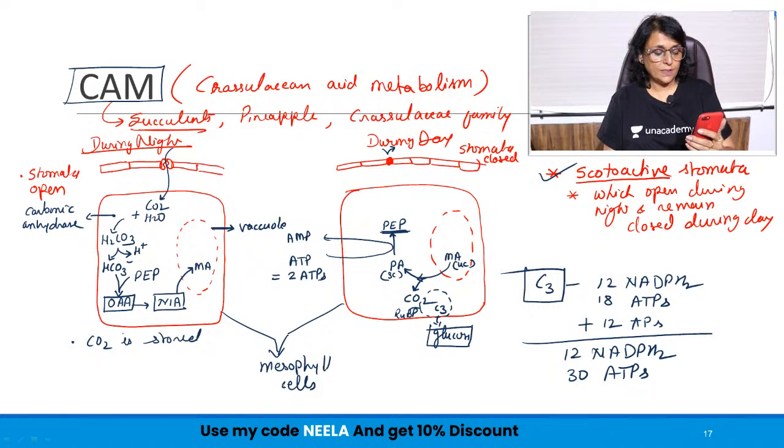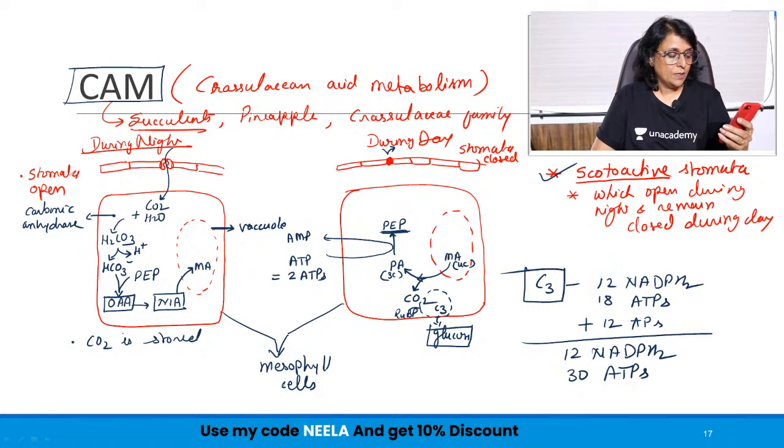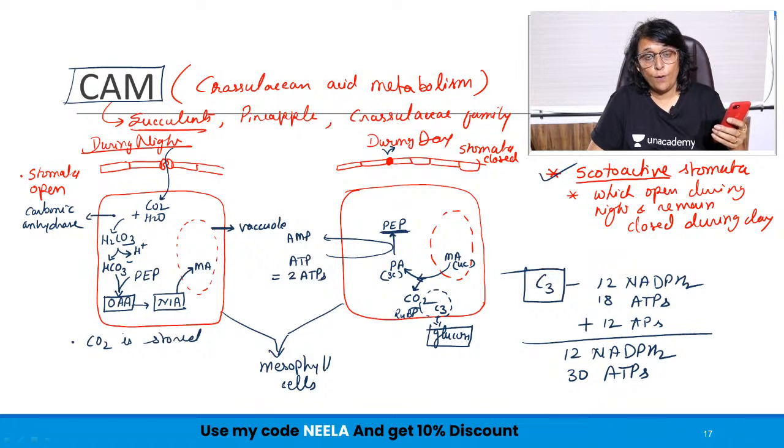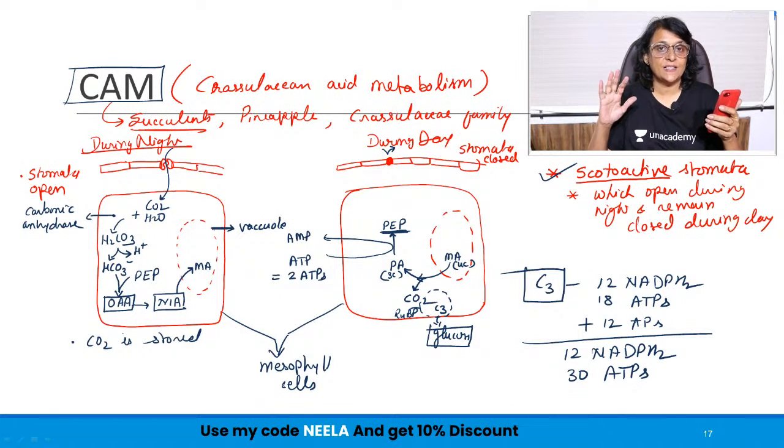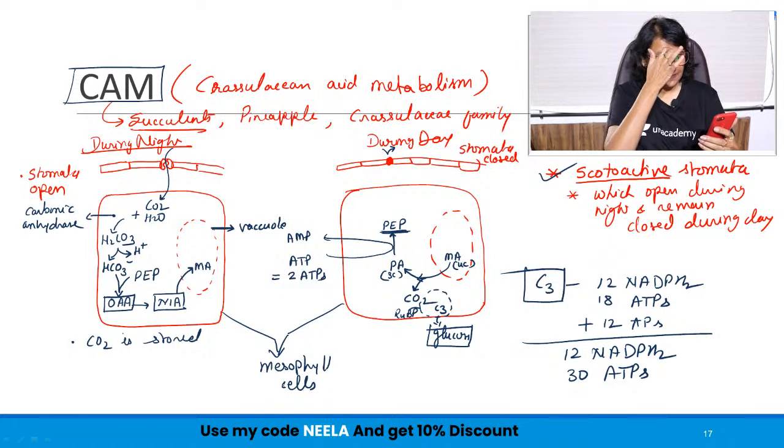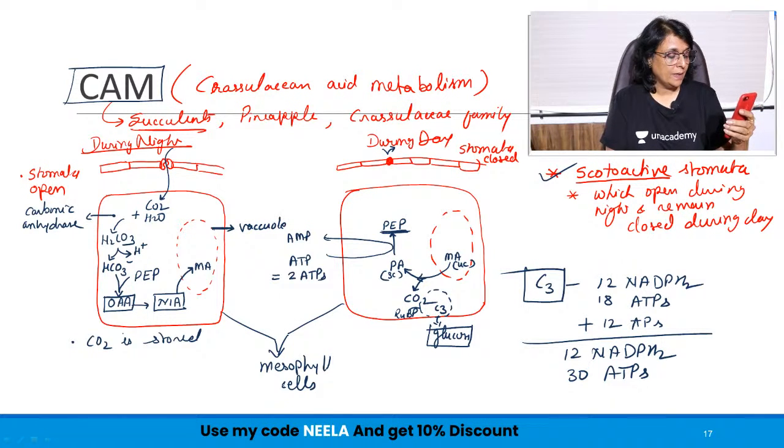Priya also says clear. So now C3, C4, CAM, photorespiration, all these pathways are done. And now we can easily understand what is the difference between all those things. So 3 students have given the answer that it is clear to them, Crassulacean acid metabolism. That is Rahul, Priya and Reshma.